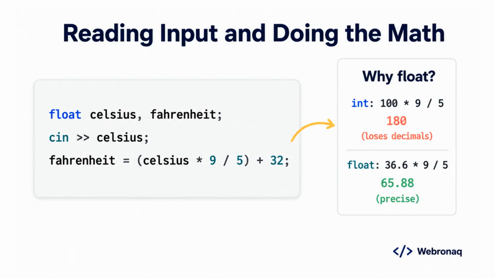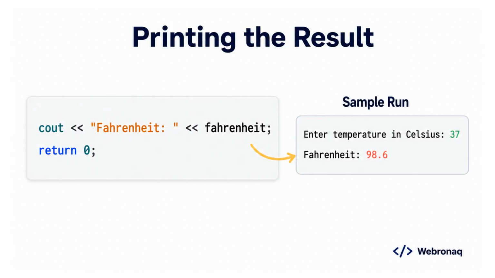The next line, cin, reads what the user types into Celsius. And the line after that runs the conversion and stores the answer in Fahrenheit. Simple. But the data type made all the difference. Alright, now the program just needs to show the answer. The cout line prints the word Fahrenheit, followed by whatever value is sitting in our Fahrenheit variable. And return 0 at the end tells the operating system everything ran successfully. That 0 is basically the program's way of saying, all good, no errors.